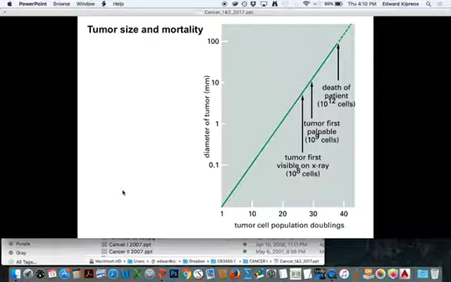At about 10 to the 8 cells, which is 100 million, you can first see it on x-ray, but you can't feel it. At about 10 to the 9 cells, 1,000 million, you'll be able to feel the tumor. And if you get 1,000 times more, then the patient almost always dies because there are just too many cells.